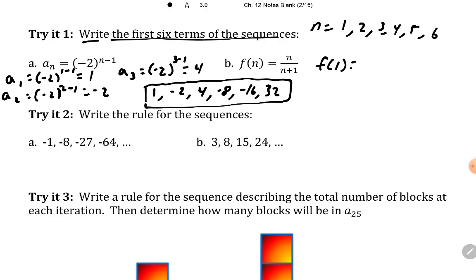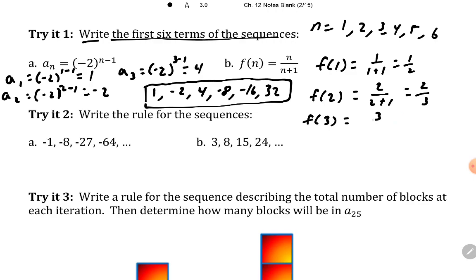f of 1 equals 1 over 1 plus 1, which is 1/2. If I plug in 2, I'll get 2 over 2 plus 1, which is 2 over 3. f of 3 equals 3 over 4. And then f of 4 equals 4 over 5. And then we got 5 over 6 and 6 over 7.